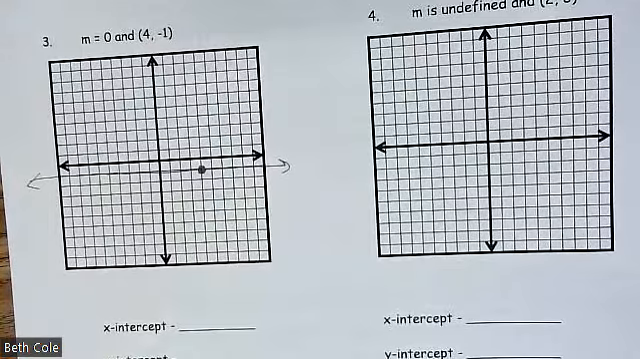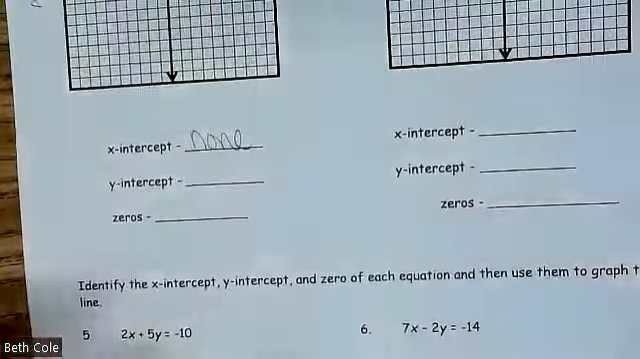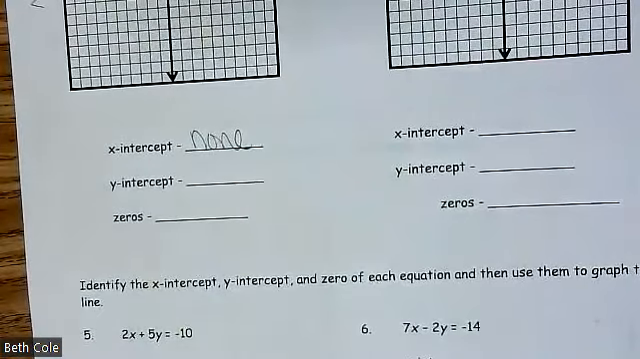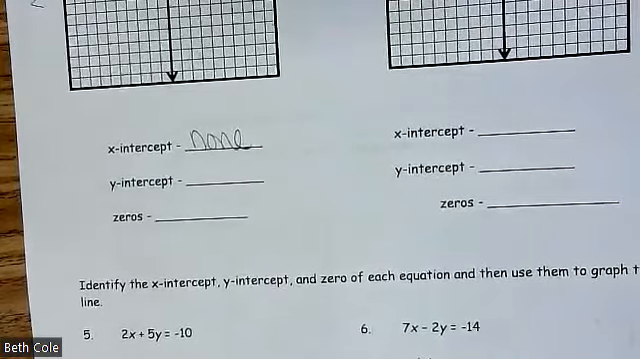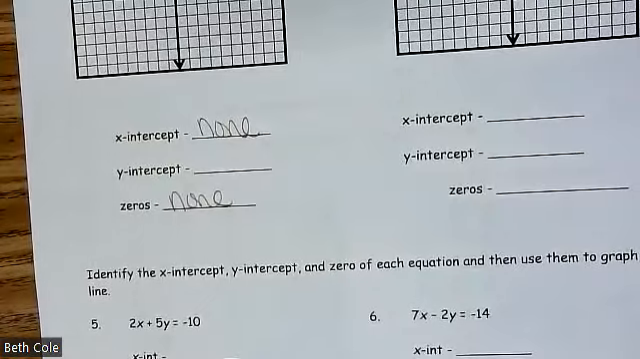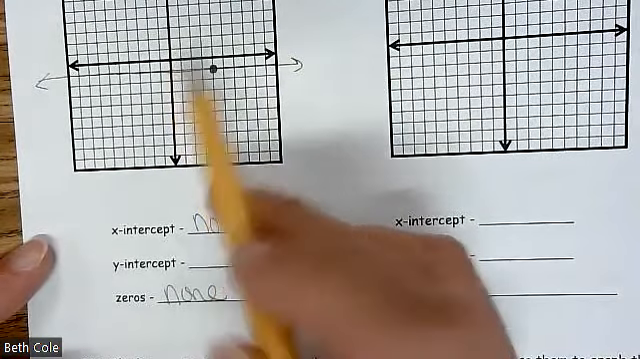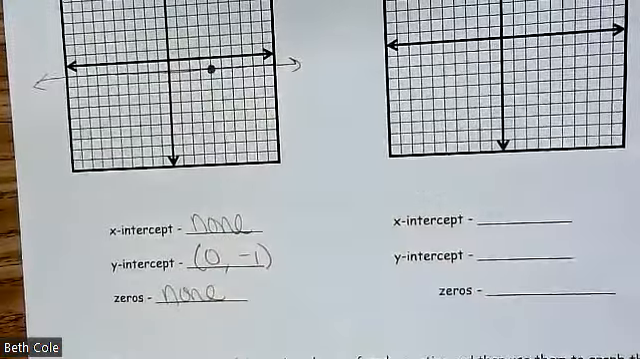So where does that graph touch the x-axis? It doesn't. So you would just put none, or NA, or a frowny face, or make up something silly that means none. I encourage you to be silly, but you can't leave the line blank because then I don't know if you understand it was none or if you just didn't answer the question. Where else can I put none then? Yeah, on zeros, or NA. Not applicable. That's what NA is. All right, now y-intercept, where does this graph touch the y-axis? 0, negative 1. Good.